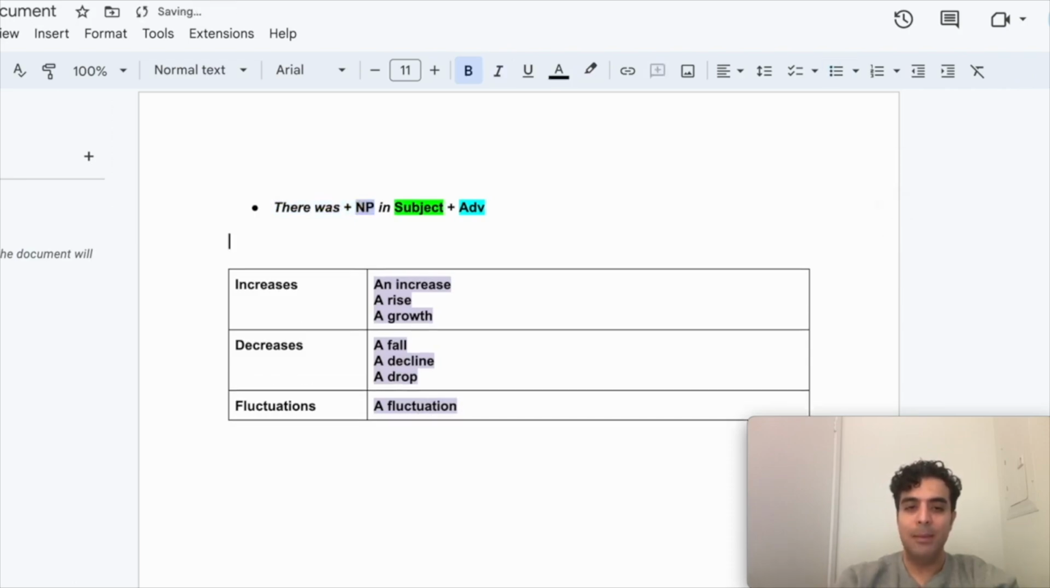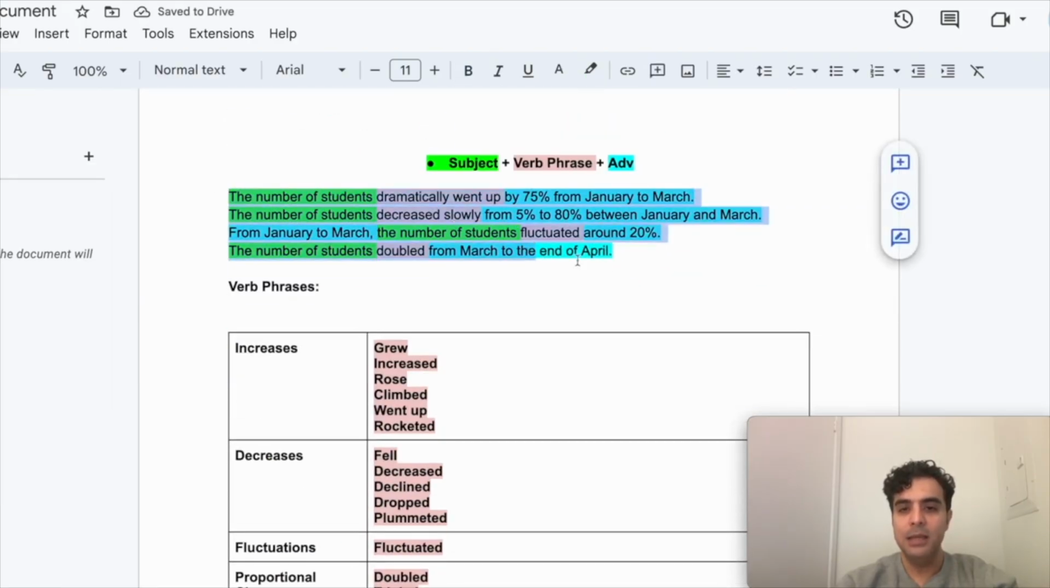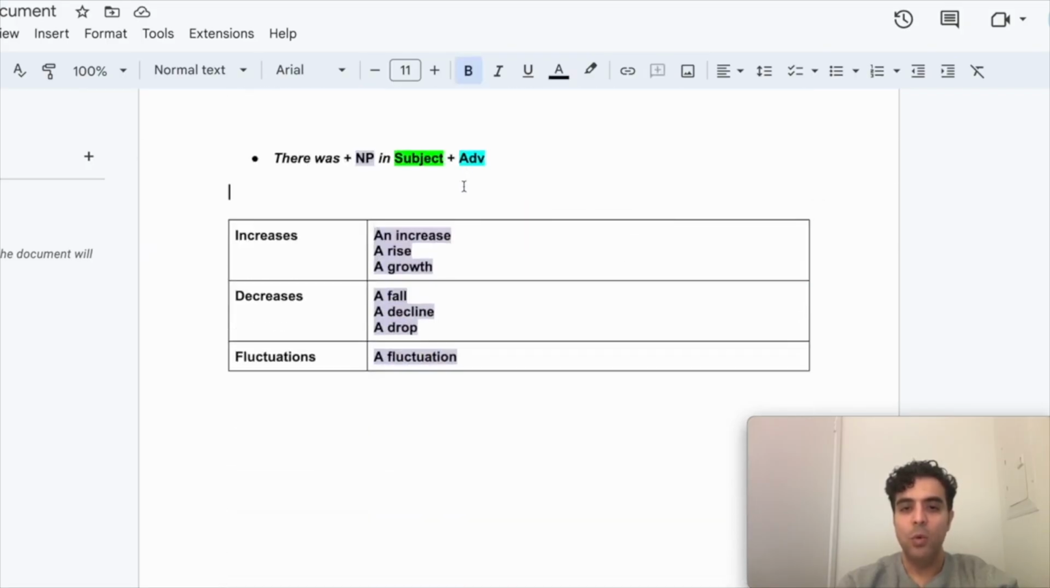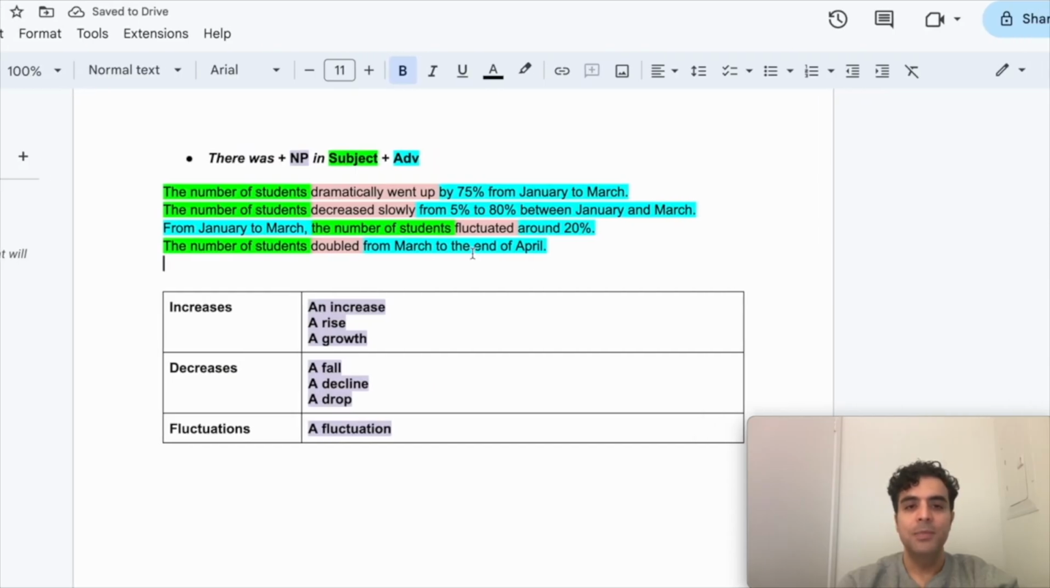Let's do one example, huh? And you know what? To make this even easier, I'm going to take these sentences that we wrote before, and I'm going to transform them one by one using the structure that we have here. Are you ready? Let's see. So we don't have the number of, right? So instead of starting with the subject, this time the subject comes after. So I'm going to delete this. Okay? Instead, I'm going to use there was.